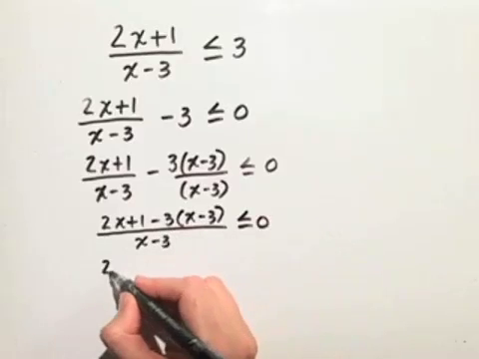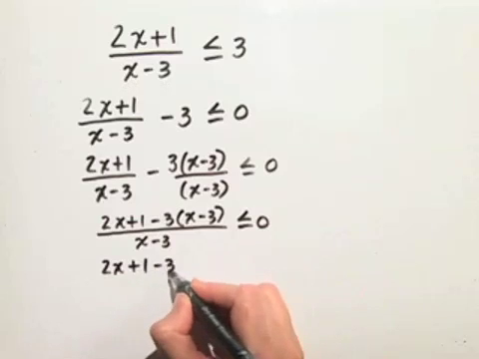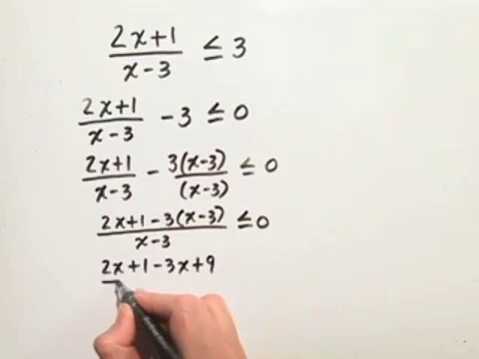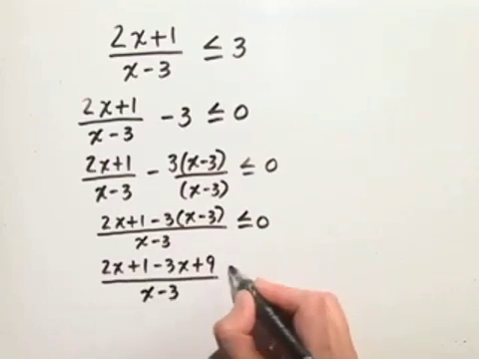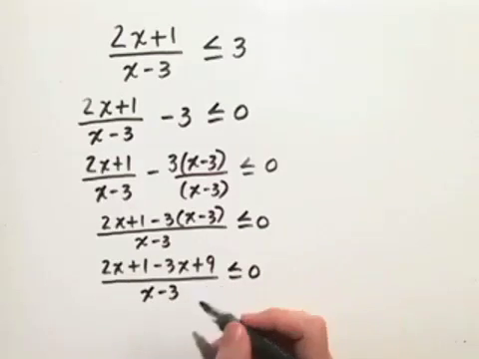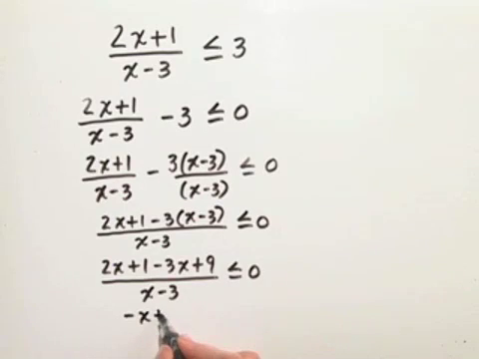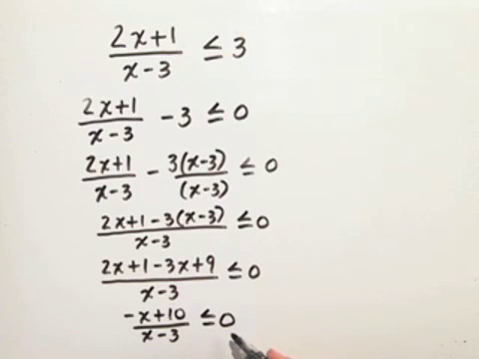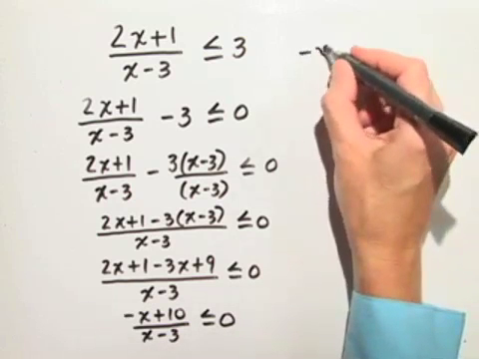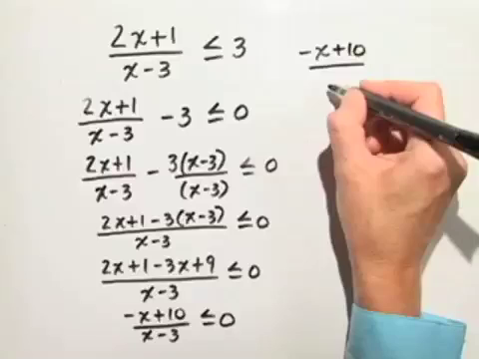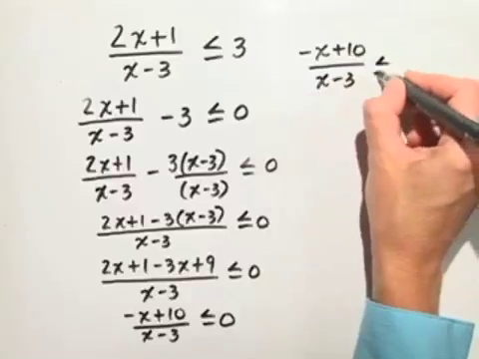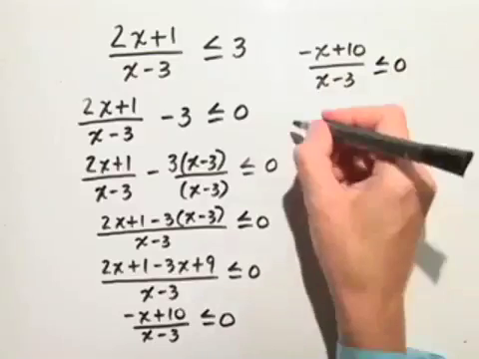Now we need to distribute, and we have 2x + 1 - 3x + 9 all over x - 3 is less than or equal to 0. This simplifies to (-x + 10)/(x - 3) is less than or equal to 0. Now we're actually ready to start the problem. We just prepared it right now. So we're really going to solve the inequality (-x + 10)/(x - 3) is less than or equal to 0. So we start with step 1.